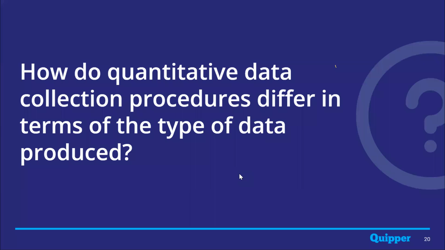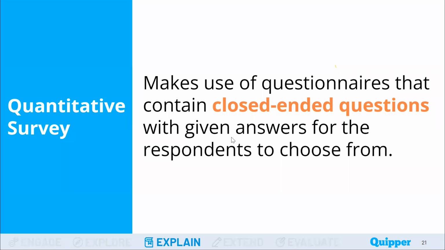So how do quantitative data collection procedures differ in terms of the type of data produced? So quantitative survey makes use of questionnaires that contain closed-ended questions with given answers for the respondents to choose from. So ang kinaibahan ng qualitative interview versus the quantitative survey is that yung qualitative kasi is open-ended question. So meaning may mga follow-up questions until ma-receive mo or maging contented ka doon sa magiging sagot nung interviewee mo. While sa quantitative, close-ended question, meaning walang follow-up questions.